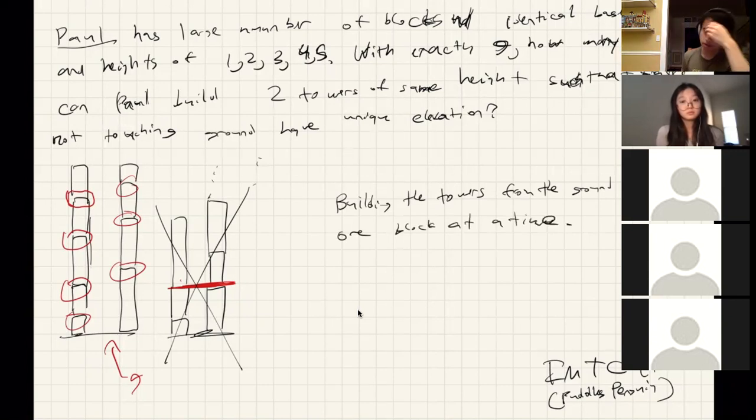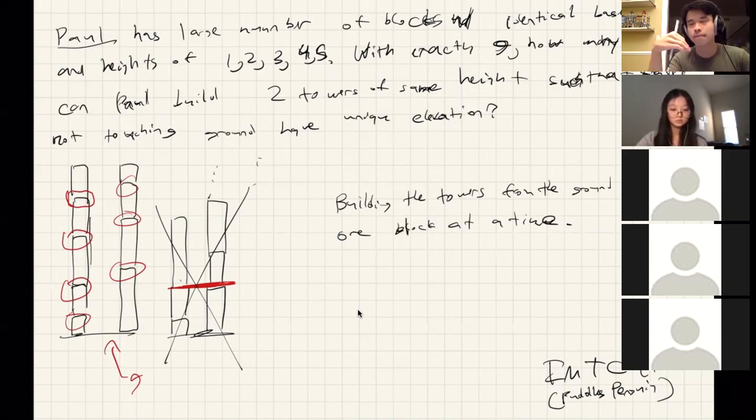So you might think, wait, you're going crazy here, because there's so many. If you build the towers 1 block at a time, how are you going to have bases not touching the ground? How are you going to have them have the unique elevation, right? How are we going to satisfy that constraint if we're building the towers from the ground up 1 block at a time?